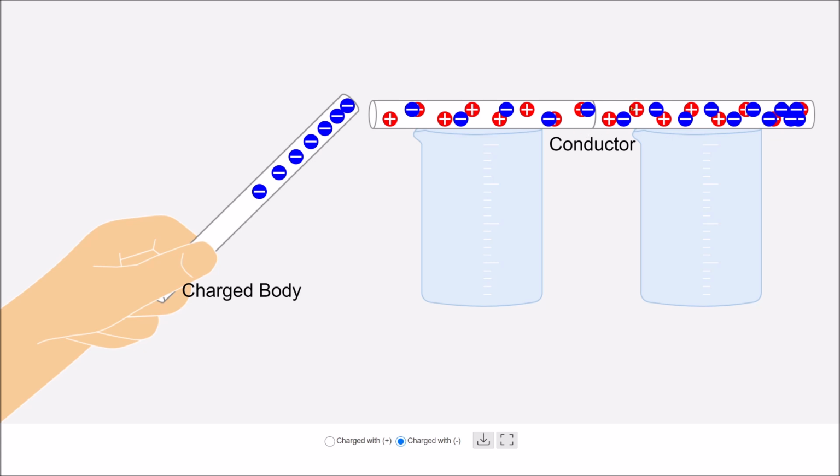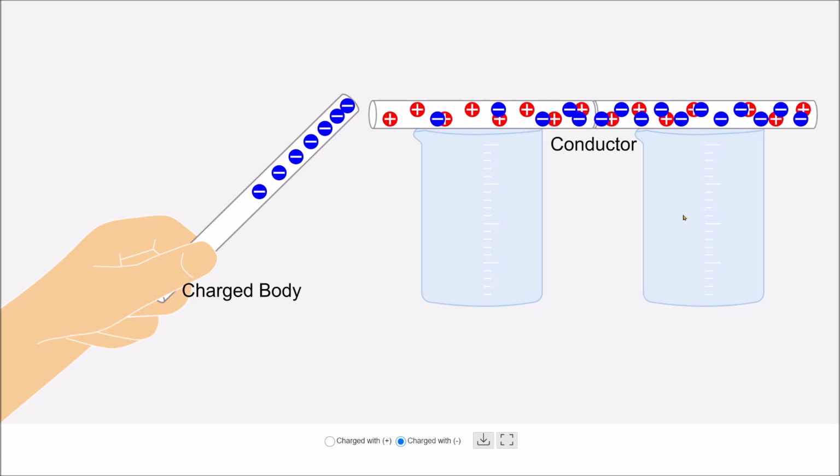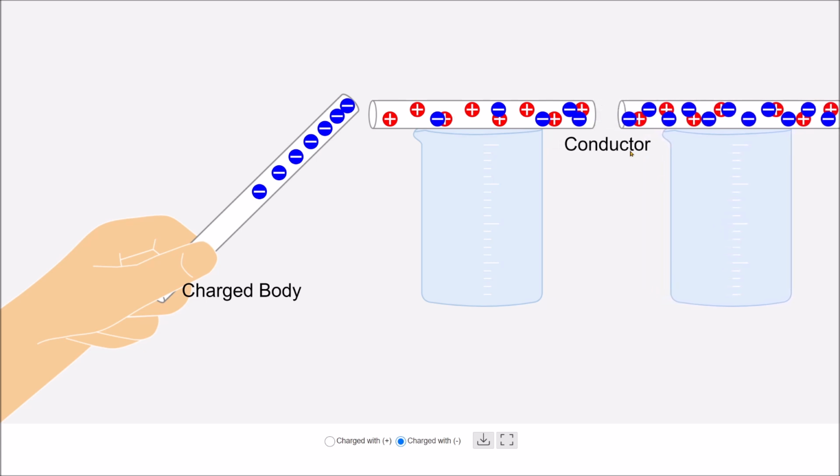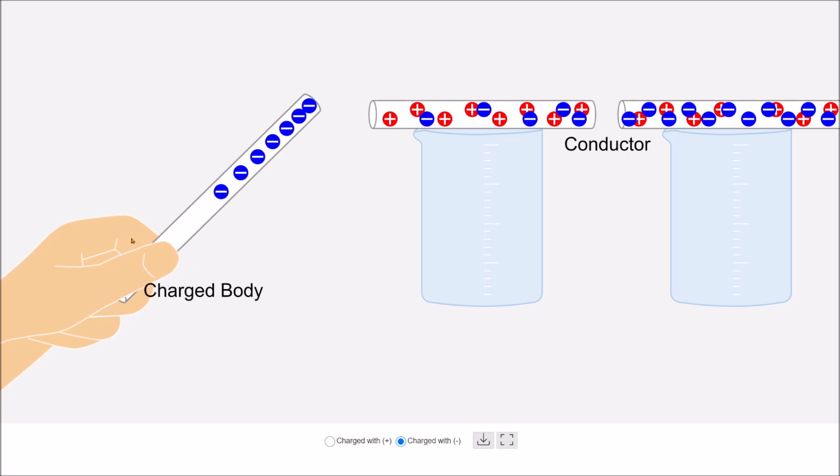Now with more electrons gathered on this side, all I have to do is separate these two conductors. You can see that with the two conductors separated, the conductor on the right has excess electrons, so it is now negatively charged. The one on the left has fewer electrons, so it is now positively charged. So I can move my hand away.